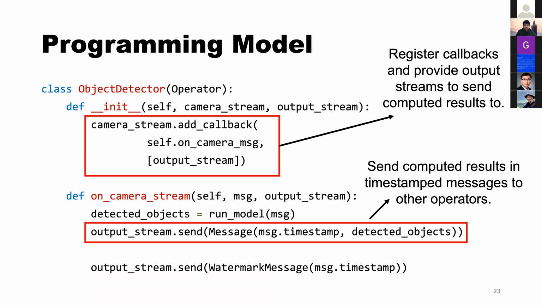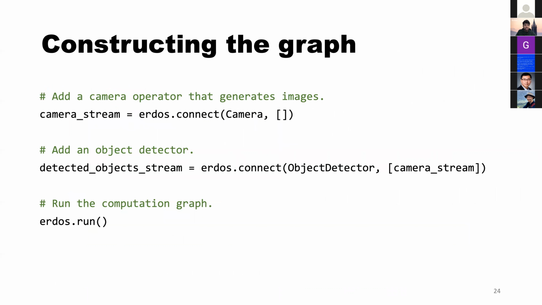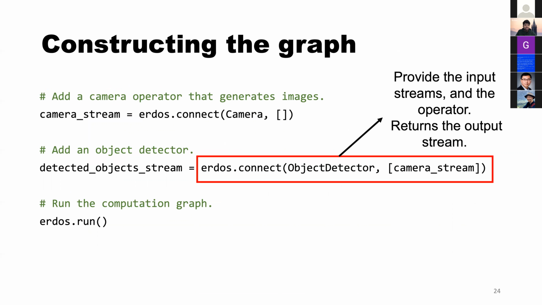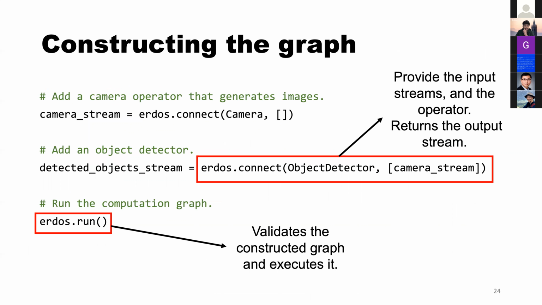ERDOS also requires each operator to signify the completion of output data for each timestamp by sending a special message called a watermark message. To construct the computation graph, ERDOS requires developers to define a driver script. This driver script connects components together by providing the input streams and the operator type to the ERDOS connect method, which returns the output stream. Finally, calling erdos.run validates the graph and executes it.